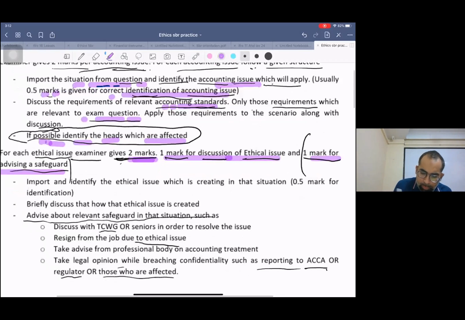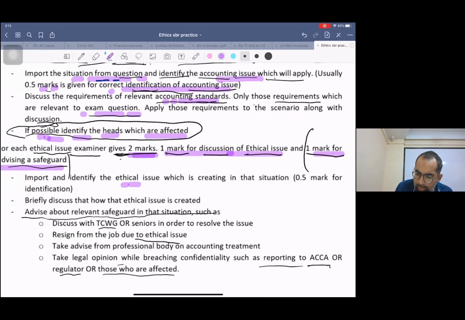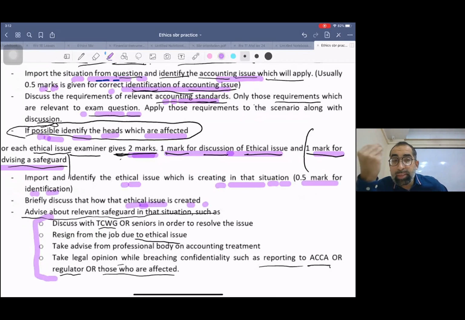See, identify the ethical issue which is arising in the situation, 0.5 mark for the identification. Briefly discuss how that ethical issue is created, and then finally, these are the safeguards. What are the famous safeguards?